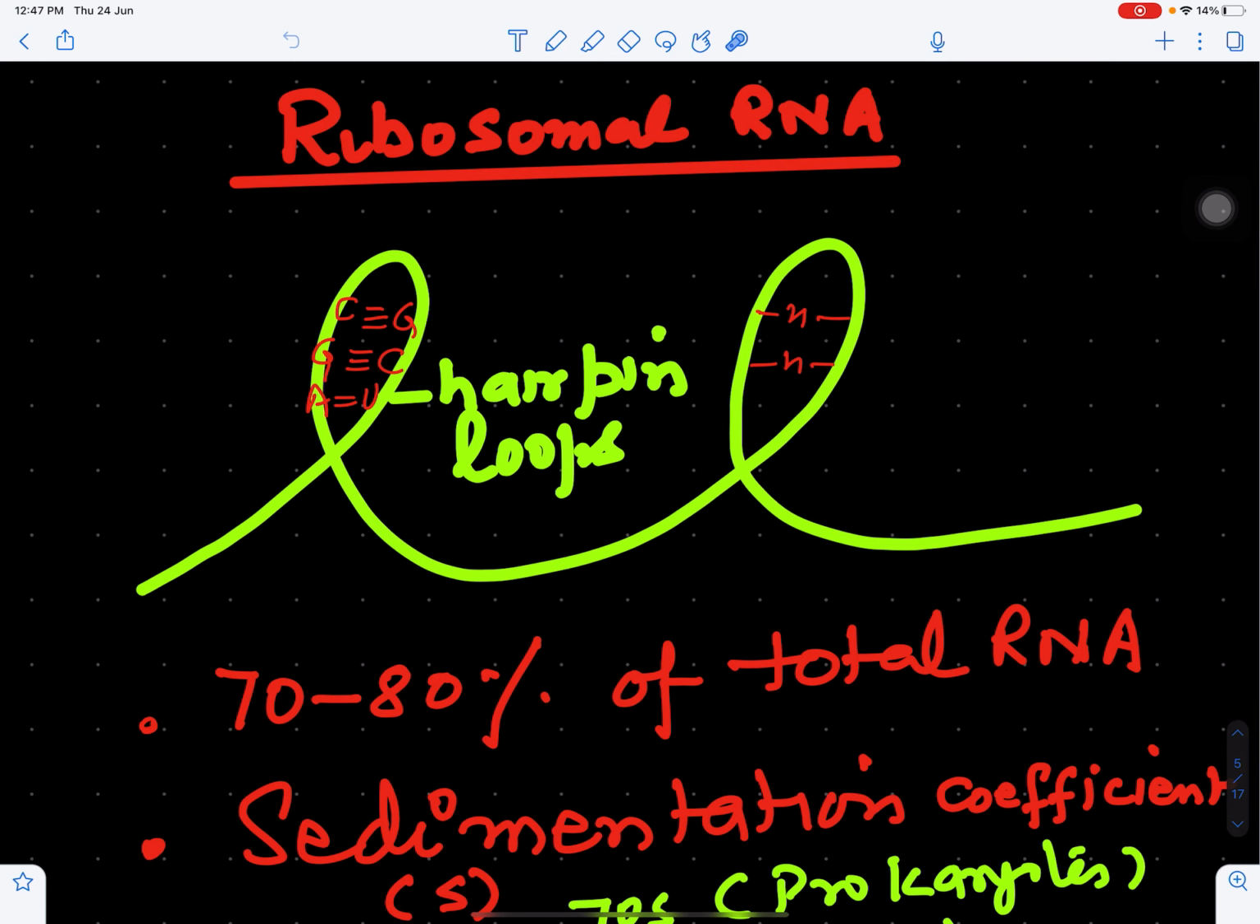This is single stranded, but when it shows folding like this, this area is called a hairpin loop like structure. This is single stranded, but here this has become double stranded, and where it becomes double stranded, this shows hydrogen bonding between bases or nucleotides of the RNA. Now total RNA is present in a cell. Out of that, ribosomal RNA is 70 to 80%. So this is the abundant RNA present in a cell.